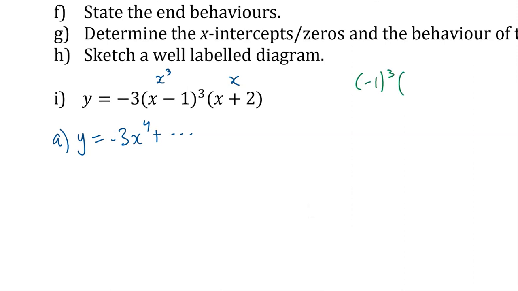I'd get a positive 2 from this. And I would have the negative 3 from out front. So again, I'm only taking the constant from each factor or each bracket, applying the exponent, and actually multiplying it out. So is that positive 6? Negative 3. So negative 1 cubed is negative 1. So it's negative 3 times negative 1, which is 3. 3 times 2 is 6. So what we do is we do dot, dot, dot plus 6.